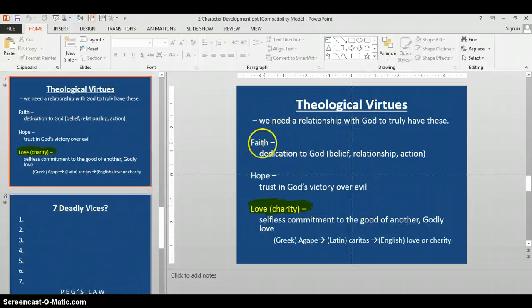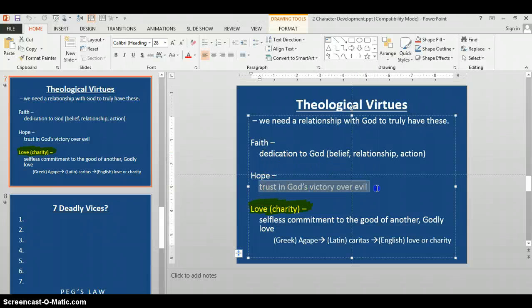The theological virtues are faith, hope, and love, and these are what we need a relationship with God to truly have. Faith, our definition of faith all year long has been to know, love, and serve God, to have a belief in God, a relationship with God, and to act on it. I'm going to sum that all up here by just saying it's a dedication to God. Knowing, loving, and serving God is dedication. Hope is trusting that God will win over evil in the world, and trusting that pretty much everything that happens in the world is all going to work out as part of God's providence in the end.